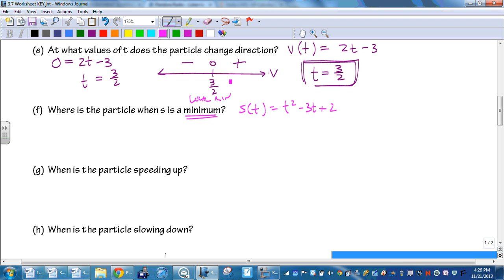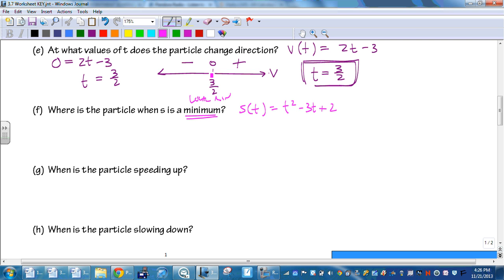In this case, we were told that t has to be greater than or equal to 0, so that is one endpoint, but then it keeps going on. There is no end, it's going towards infinity. If it said from t equals 0 to 10, then we would be checking 0, 10, and 3/2. But in this case, we're going to check 0 and 3/2.